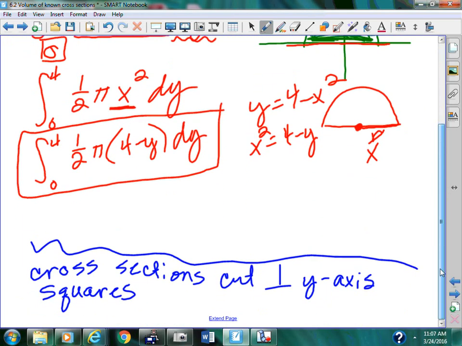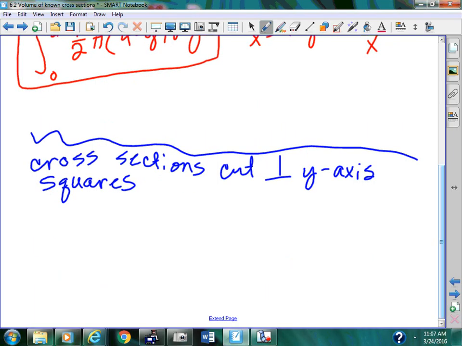All right, we got 6 minutes. I want to think that same problem, but then I want the cross section still cut perpendicular to the y-axis. I want them, instead of being semicircles, though, this time I want them to be squares. Think about that with me.